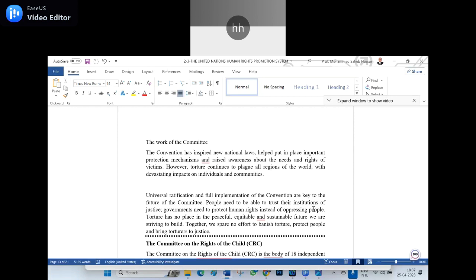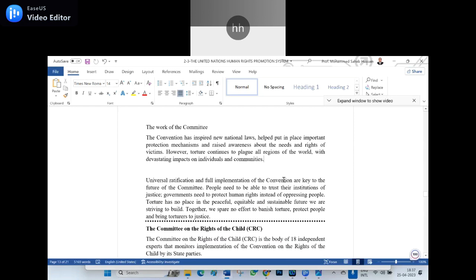However, torture continues to plague all regions of the world with a devastating impact on individuals and communities. Yes, whenever a good country is there, an advanced country is there, a developed country is there, people try to take the opportunity and try to exploit the chances. So universal ratification and a full implementation of the convention are the key to the future of the committee. If every state party would follow the convention, all the norms, I don't think that any committee would be needed to take care and inquire against the state, because the state will make all the protections to the women from torture, and discrimination will not be there.